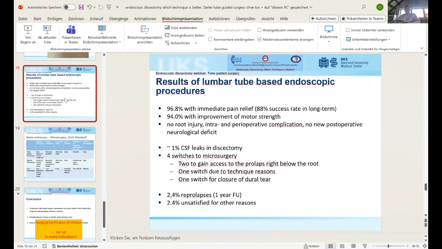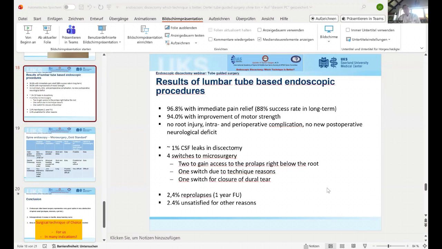We had in the discectomy series no root injuries, no complications, no infection, no post-operative neurological deficits. We have 1% CSF leaks in discectomy. In discectomy, treatment of CSF leaks is almost always possible with the endoscopic system. There's a paper on that in the European Spine Journal. The average time we needed to treat these CSF leaks endoscopically is 2 minutes 40 seconds.